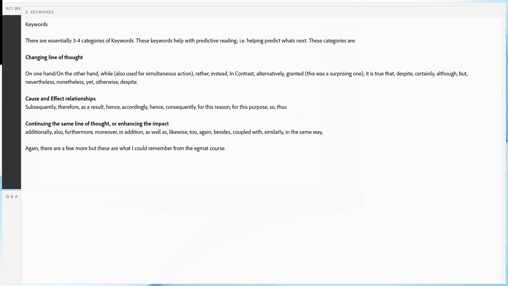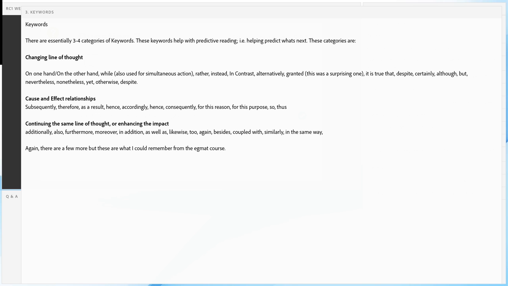Granted is something we don't really feel like it's changing the line of thought, but it does change the line of thought. In terms of cause and effect relationships, hence is a very common usage, therefore is a very common usage, consequently, of course. For this reason is something that a lot of people don't understand as a cause and effect relationship. Thus is used commonly as well.